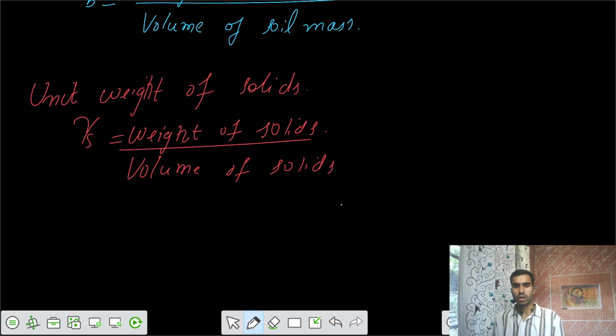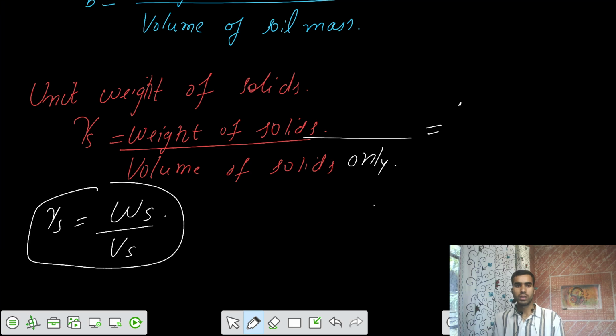You can highlight this part. We are talking only about the particular volume that the weight of the solids occupies. So gamma s equals the weight of the solids by the volume of the solids. This part we also call the absolute unit weight of the soil, because this part is never going to change.